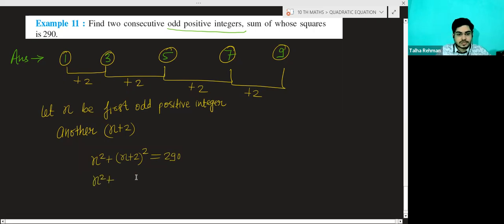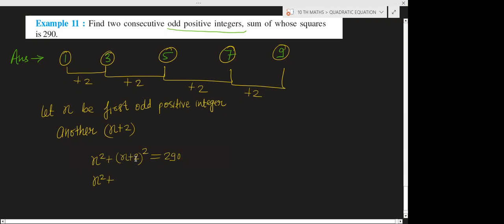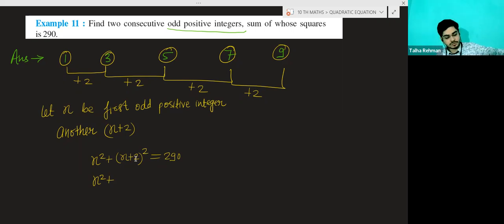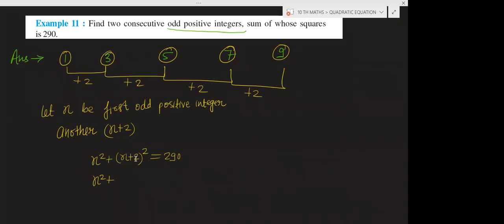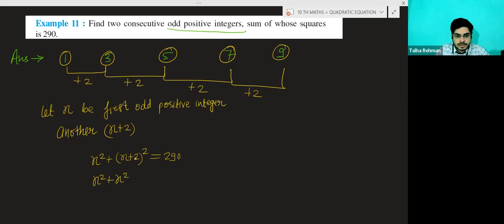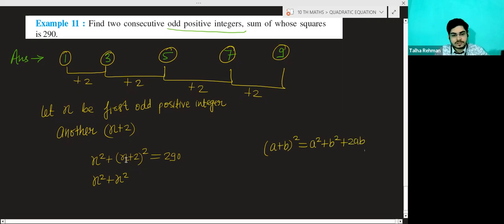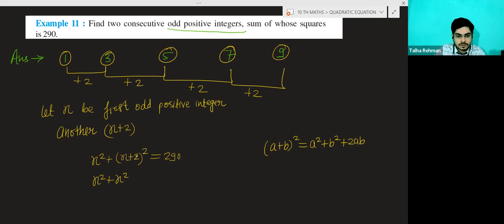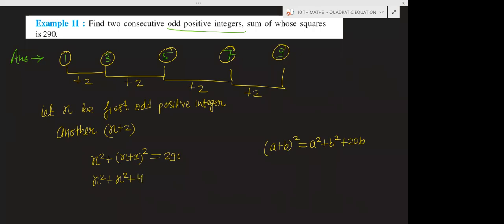x square plus. Now, can you open this square? (x plus 2) square, very easy. (a plus b) square. So x square plus 2 into x plus 2. This is x square, means a square. This is the formula: (a plus b) square, so it is first a square plus b square plus 2ab. Here also, if you compare this with x plus 2, you have x square. Then after that, square of this, then square of this. Square of this is 4. Plus 2ab.